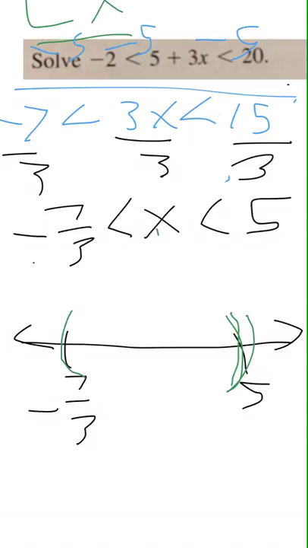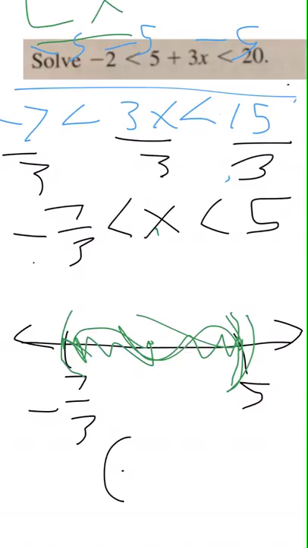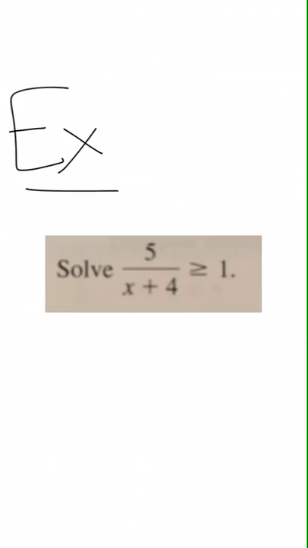Since it's greater than -7/3, you shade to the right of -7/3. Since it's less than 5, you shade to the left of 5. That's what I mean by AND. It has to be less than one number and greater than the other. So the interval notation would just be from -7/3 to 5, and it'd be in parentheses since it does not contain the endpoints. So here's another example. Solve 5 over x plus 4 is greater than 1.